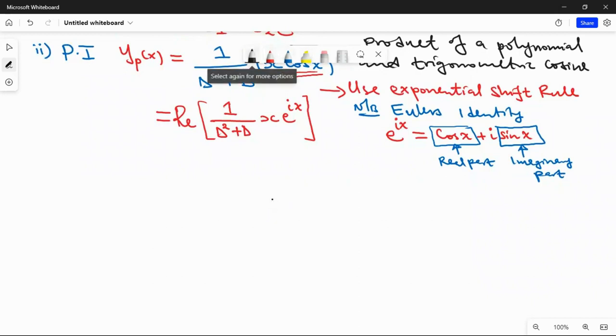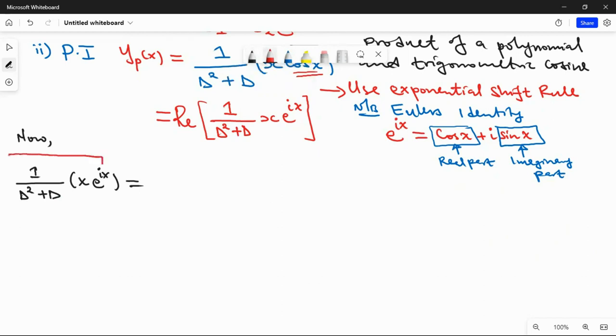So now you can write 1 over (D squared plus D) operating on x e^(ix). If we shift the exponential function to the left of the inverse D operator, remember alpha here, alpha is equal to i, the coefficient of x, so that where there is D, you replace it by D plus alpha. So this is the same as e^(ix).